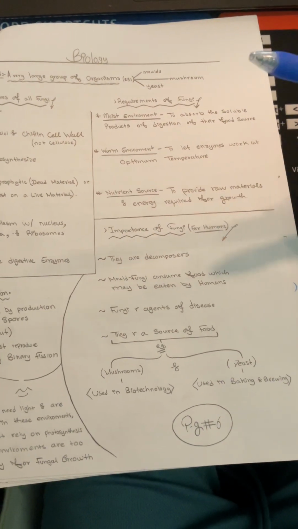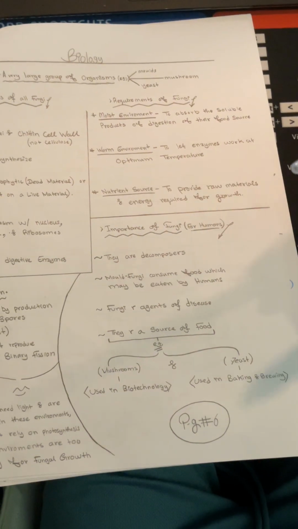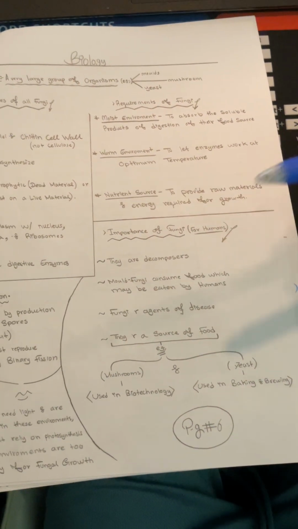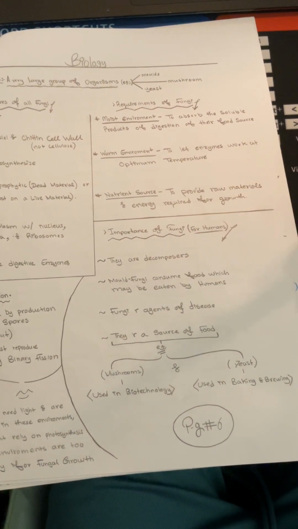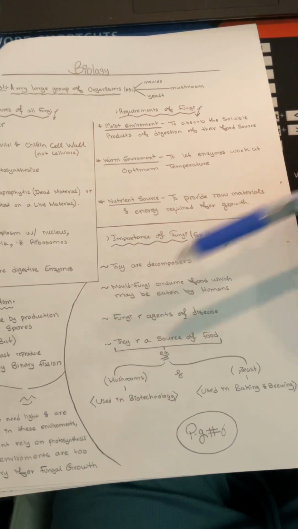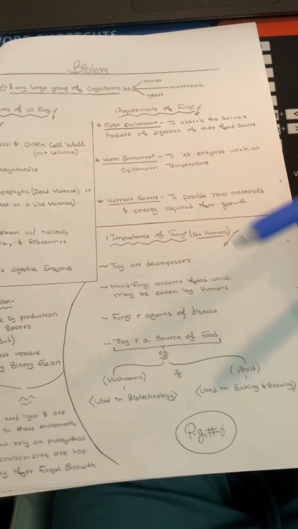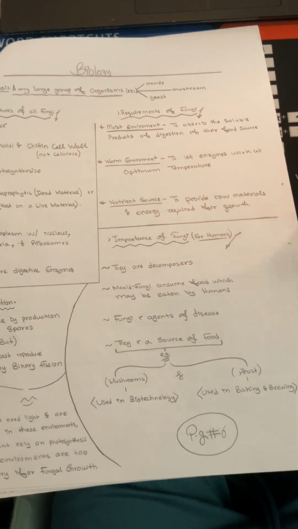Importance of fungi for humans. Do we need these? Of course. Why? Because they are decomposers. The mold fungi consume food which may be eaten by humans. Fungi are agents of disease. They are a source of food, for example mushrooms or yeast.